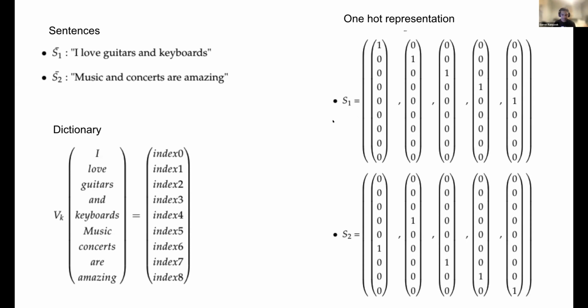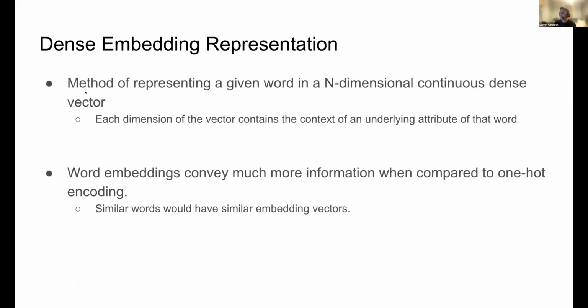So there are some drawbacks to this method, the main one being that words are seen as independent or orthogonal to each other. We know that there are words with similar meaning, for example, man and male, and that isn't conveyed using this representation. So that led to the creation of dense embedding representations. This is a method of representing a given word in an n-dimensional continuous dense vector. Each dimension of the vector contains the context of an underlying attribute of that word. And these word embeddings convey much more information when compared to one-hot encoding.